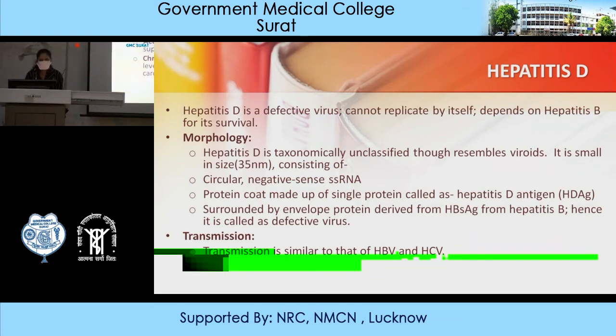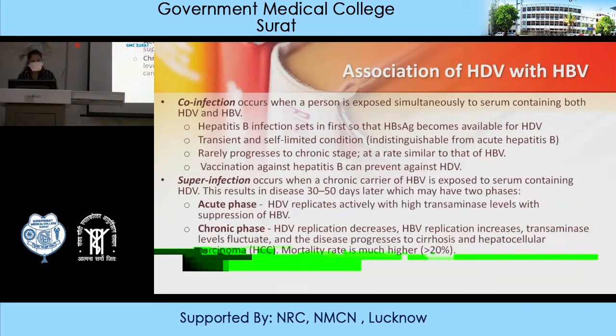Now, what is the association between the hepatitis D virus and B virus? So, co-infection. Co-infection occurs when a person is exposed simultaneously to the serum containing both the viruses. Hepatitis B infection sets in first so that the hepatitis B infection becomes available for hepatitis D virus. Transient and self-limited condition, rarely progress to chronic stage and at a rate similar to that of the hepatitis B virus infection. Vaccination against hepatitis B can prevent against hepatitis D virus infection.